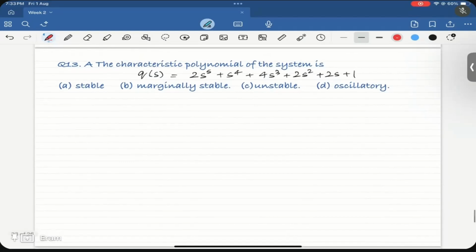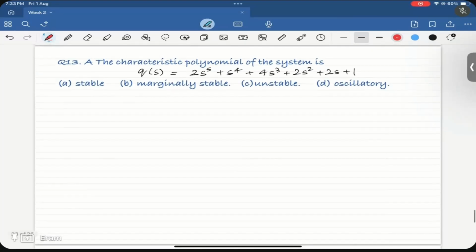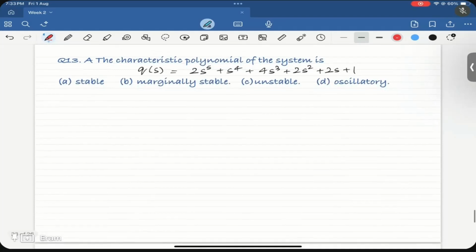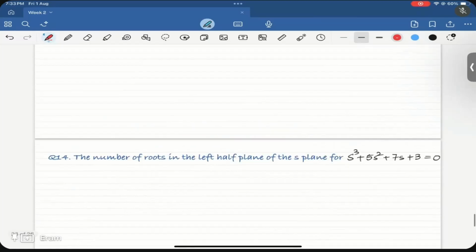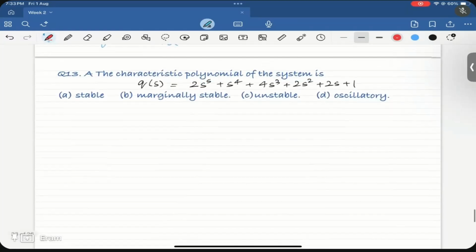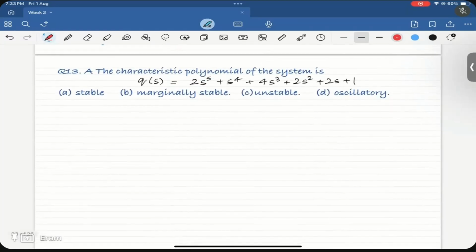So in this question you have to find out whether the system is stable, marginally stable, unstable, or it has oscillatory response. So this question you will be able to solve after week 3, in week 3. So we will leave this question for now, or you can try this as a homework. So you can note it if you want.